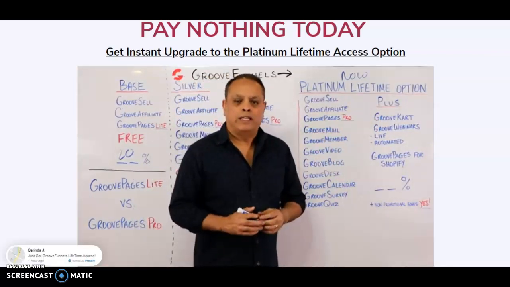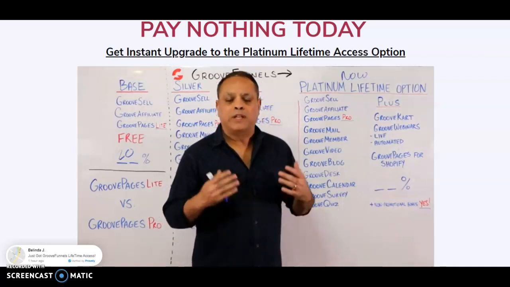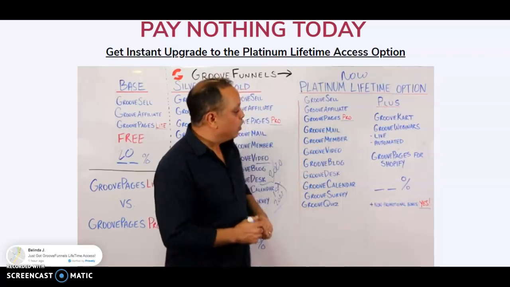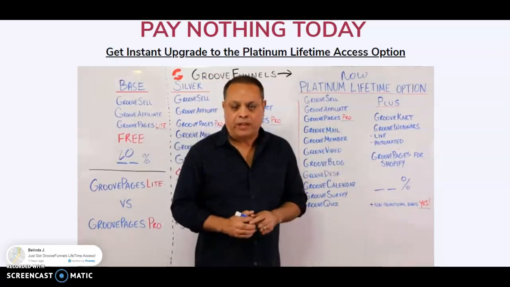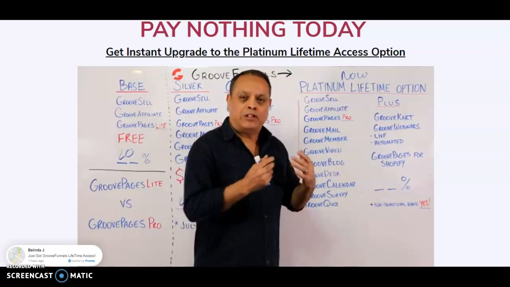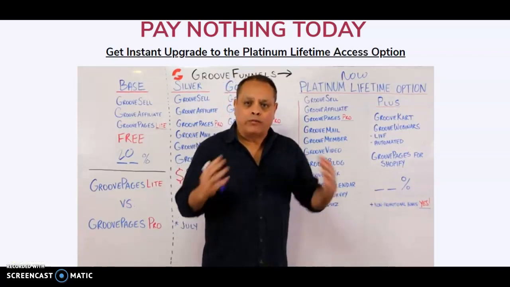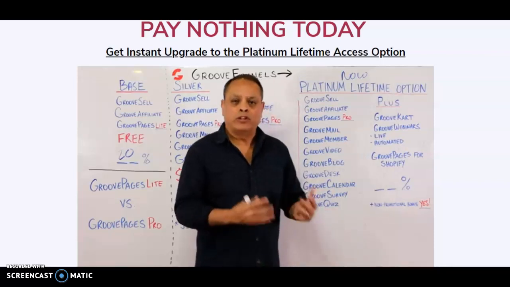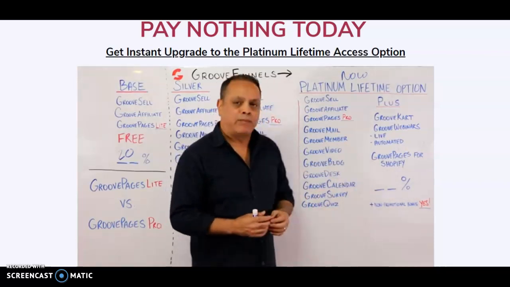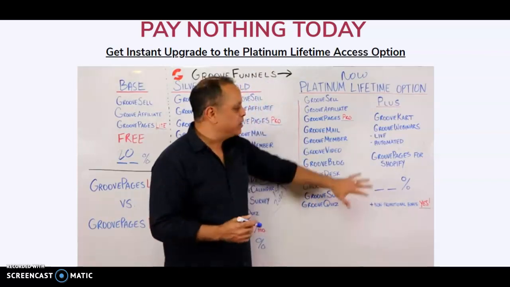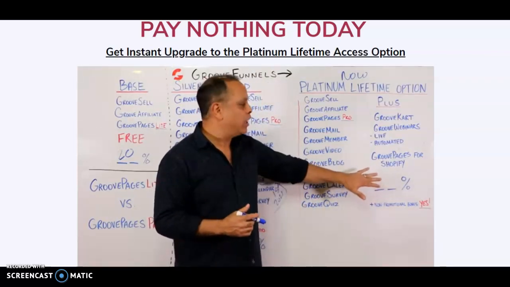GrooveCart. GrooveCart is an e-commerce platform that currently sells for $99 per month, and that competes with Shopify. We're also going to give you Groove Pages for Shopify. This is going to be an app that's going to sell in the Shopify marketplace for $49 per month. You'll be able to design all of your sites and your checkout pages for Shopify with Groove Pages for Shopify. And again, that's going to sell for $49 per month. That's going to be included here in the lifetime option.